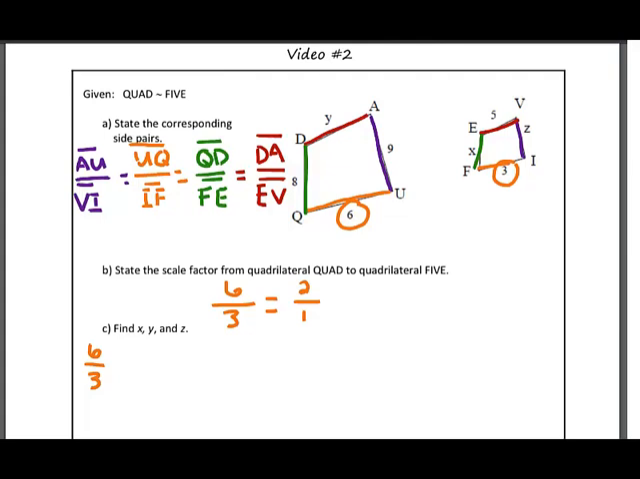So 6 over 3 is equal to, we want to match up our corresponding parts, so X corresponds with 8. Since we chose the larger quadrilateral first, we're going to put the larger quadrilateral on the top. So 8 over X. Now to solve this, we are solving a proportion, so we're using cross multiplication. Using cross multiplication, we get 6X is equal to 24, and therefore X is equal to 4.